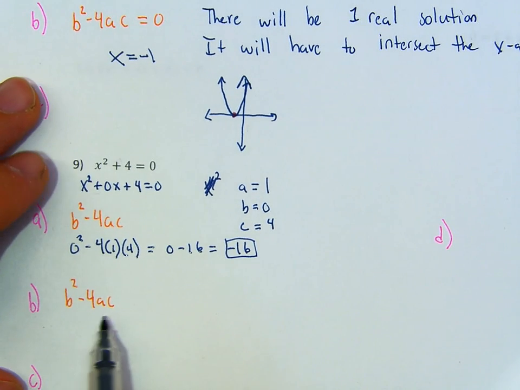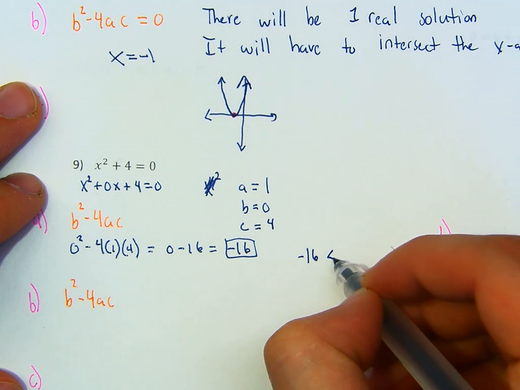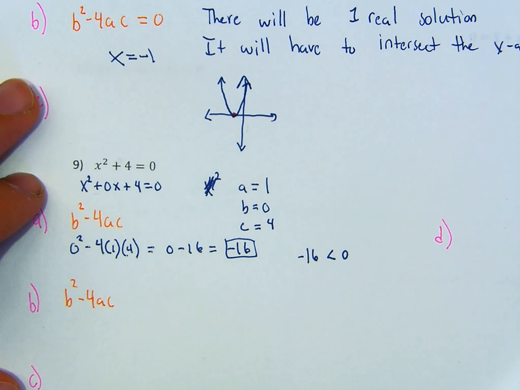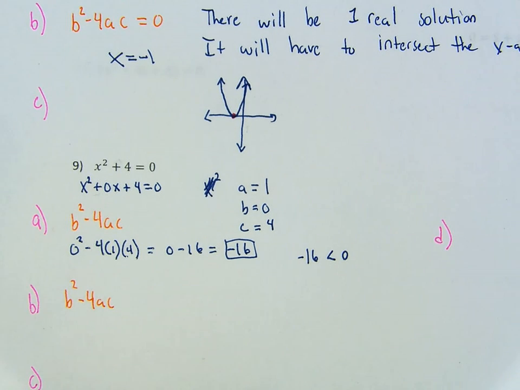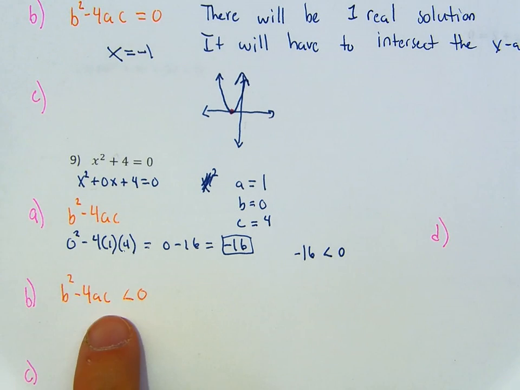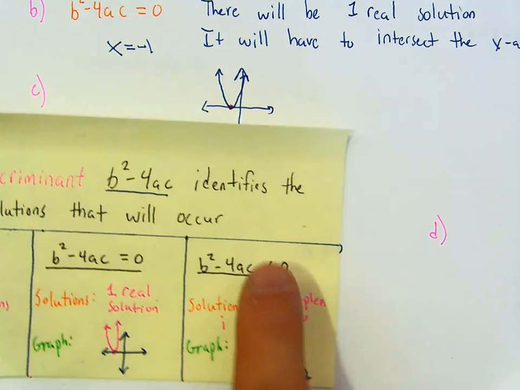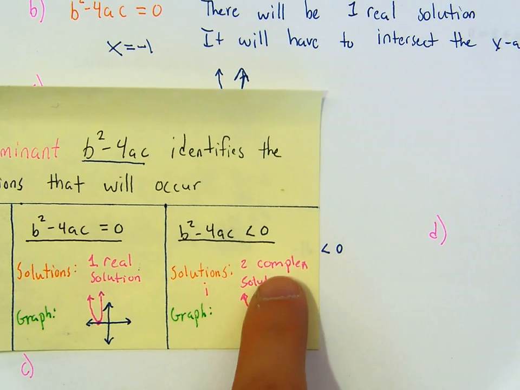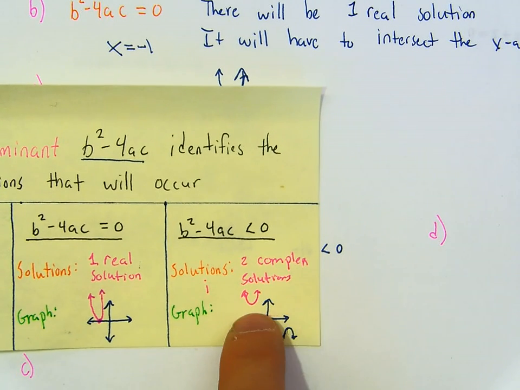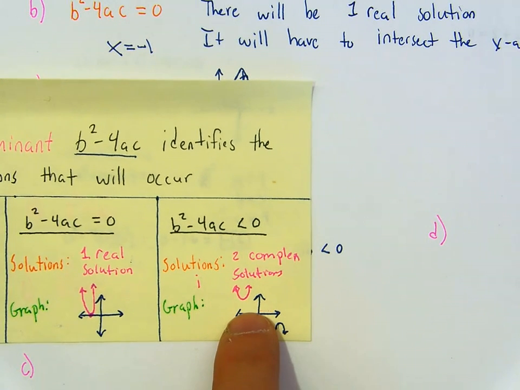So what you notice about b squared minus 4ac, notice that negative 16 is less than 0. So if you know that your b squared minus 4ac is less than 0, what does this mean about the types of solutions? What I want you to do is look at the notes, right? So here, if you have b squared minus 4ac is less than 0, you're going to have two complex solutions. And what do you know about the graph? Notice that the graph will not hit the x-axis.